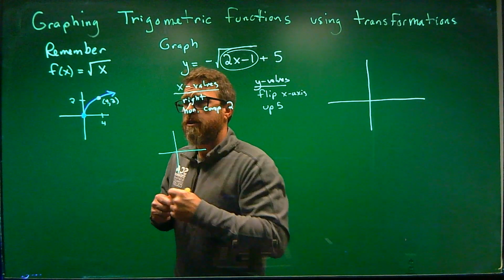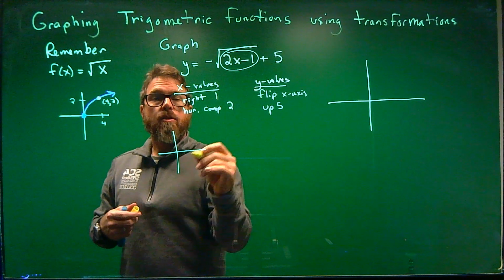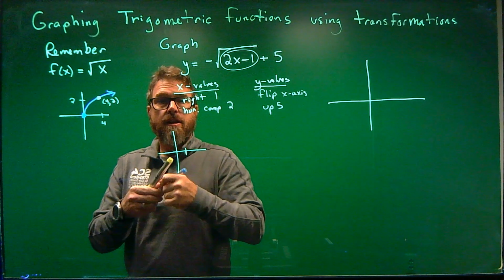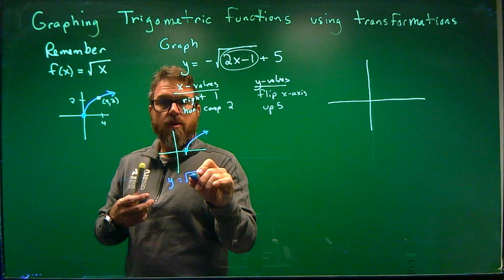So first things first, this thing has to go right 1 unit. So right 1 unit, it's going to go over here. So that is this function here, which would be y is equal to the square root of x minus 1.